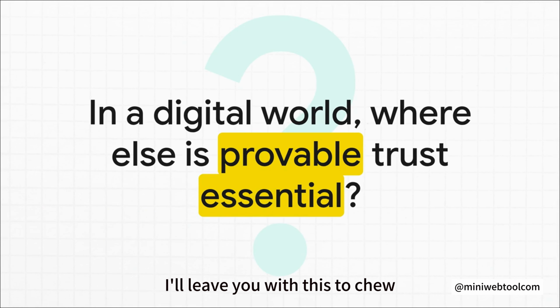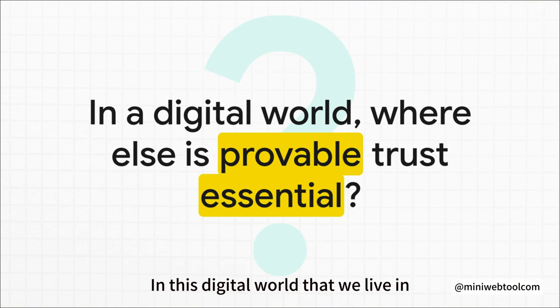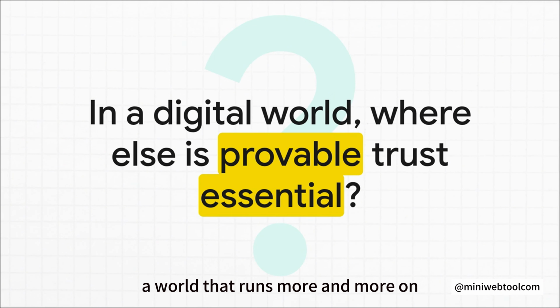So I'll leave you with this to chew on. We've seen how provable fairness can completely change something as simple as an online giveaway. But think bigger. In this digital world that we live in, a world that runs more and more on algorithms and automated decisions, where else is this kind of verifiable trust not just a nice-to-have but absolutely essential?